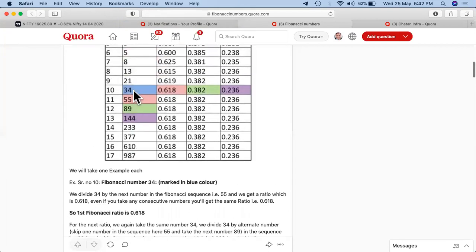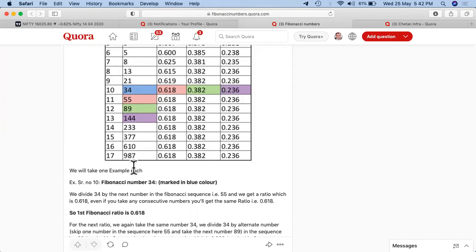So previously, to find one ratio, we divided by the next number, that is 34 divided by 55. For getting the next ratio, we skipped one number, or we took the alternate number. So 34 divided by 89 was 0.382. Here we need to skip two numbers, that is 55 and 89. So we divide 34 by 144 and we get the ratio which is 0.236.